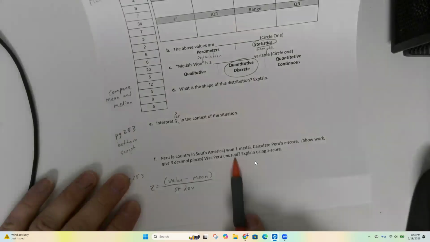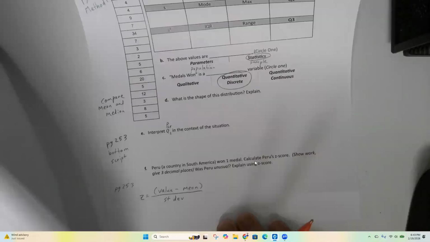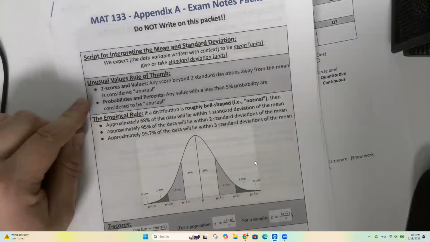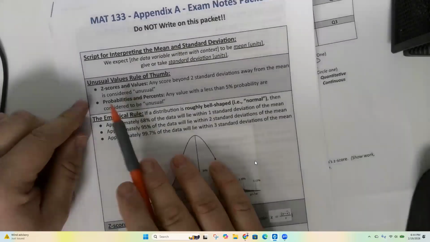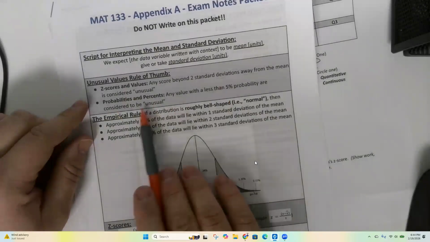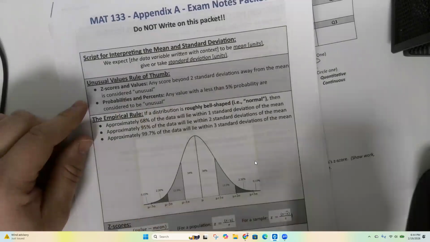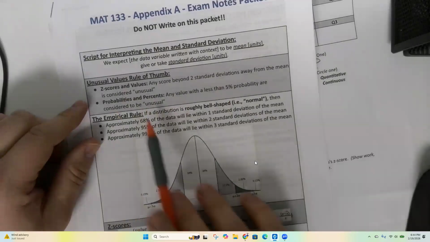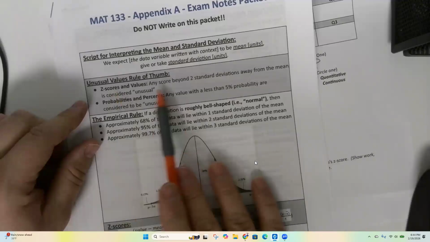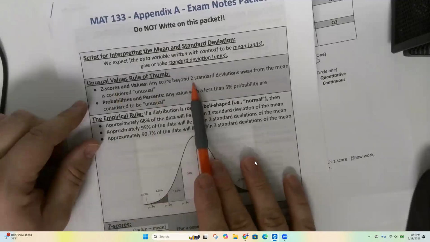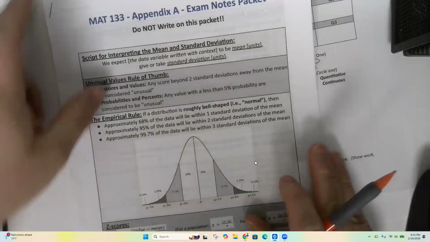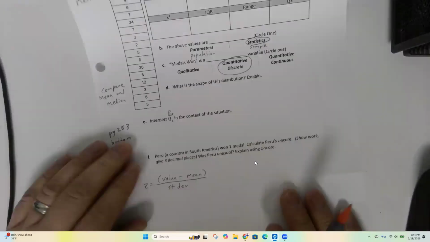Was Peru unusual? So we had two rules of thumb for if an event is unusual, depending on whether you're looking at a z-score or percents and probabilities. Percents and probabilities, if the probability is less than 5%, we consider that unusual. Each probability has a corresponding z-score with it, and so 5% corresponds with two standard deviations. So if you have a z-score, we would say anything beyond two standard deviations, which means less than -2 or greater than +2, those are considered unusual. Okay. All right.